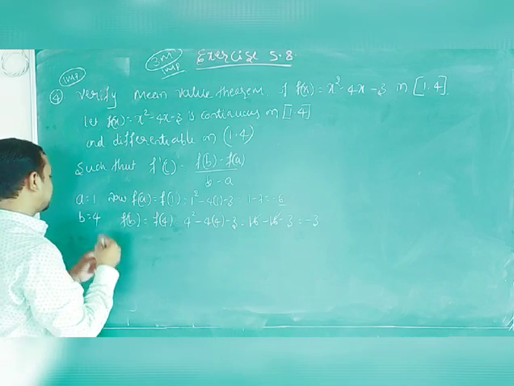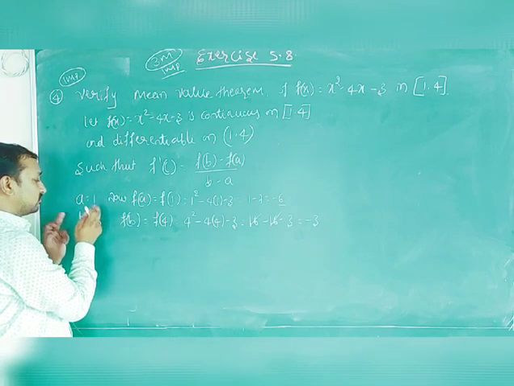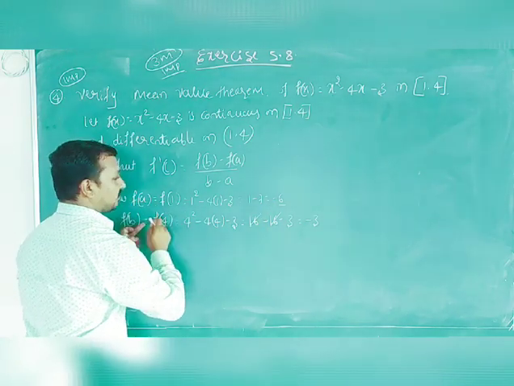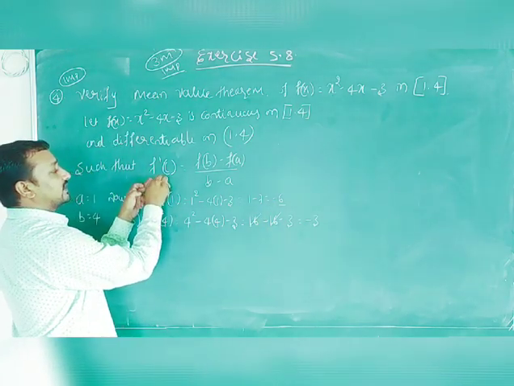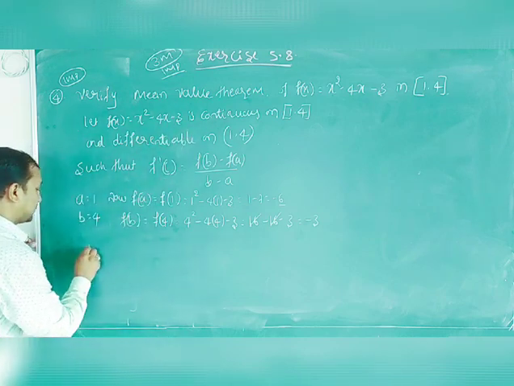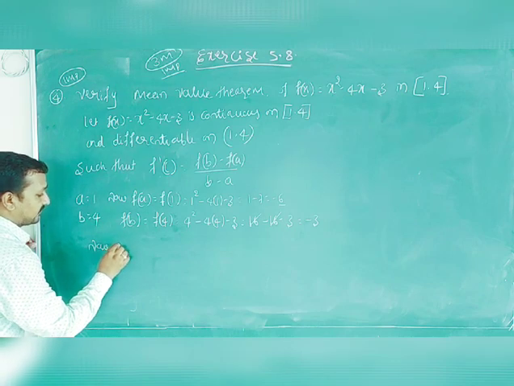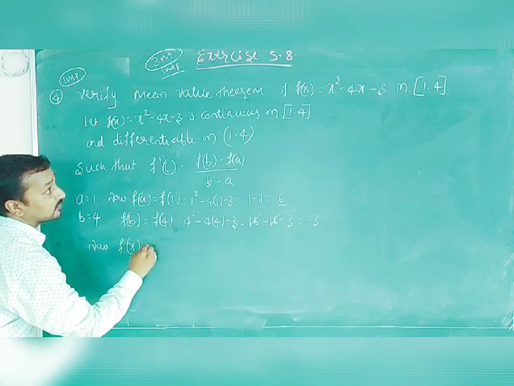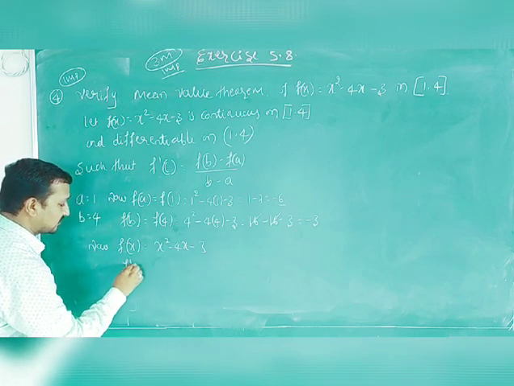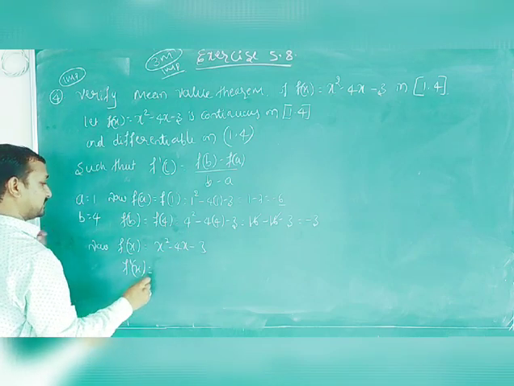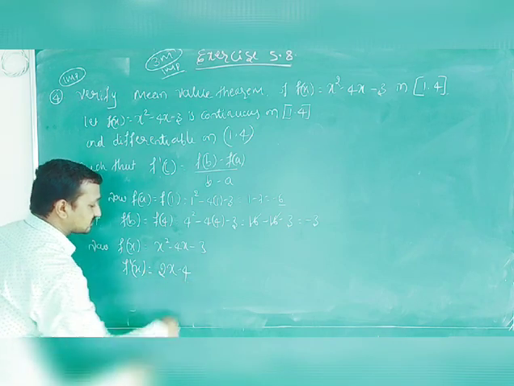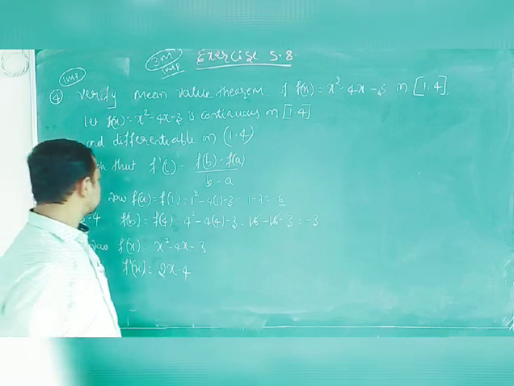Okay? Here we know the value of a, we know the value of b, we know the value of f of a and f of b, and we need to find f dash of c. Before going to f dash of c, first we will find f dash of x. What is your f of x? x square minus 4x minus 3. And f dash of x is 2x minus 4. Is that clear?